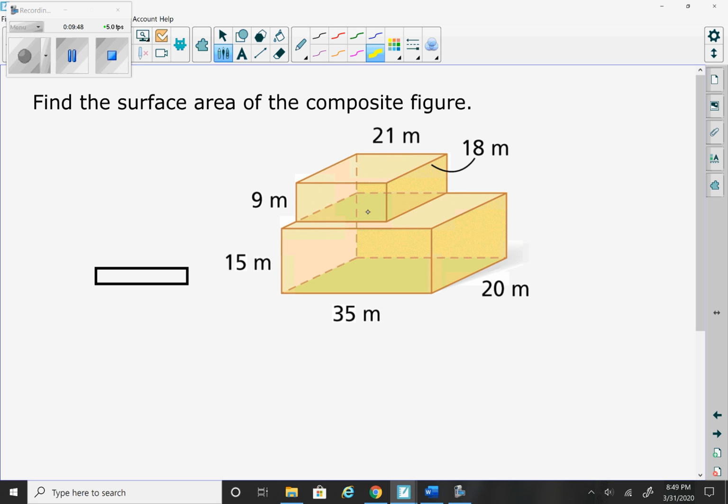For your rectangular prism on top, again, you have the lateral area of that rectangular prism on top. You have a top surface, a rectangle, but you don't have a bottom surface. So again, remember that they are hollow in the middle. So I'd like you to pause the video and take a couple minutes to come up with the surface area of this composite figure.